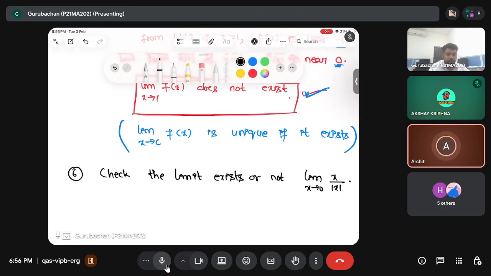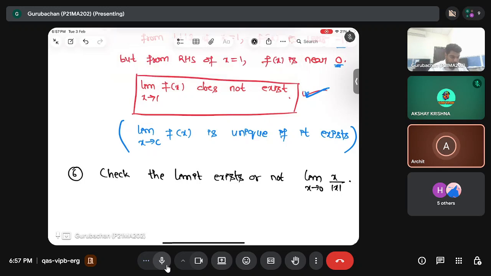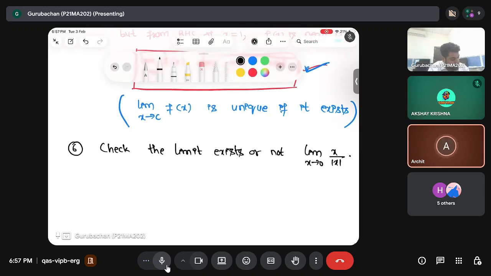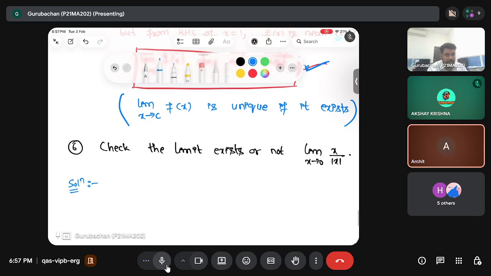So it will not exist. Why? If we take any positive real number, then we will get x by x, it will be equal to 1. And if we take any negative number, it will be equal to minus 1. So if we approach from right hand side, we will get the value as 1, and from left hand side minus 1, so it's not unique. Good. This time you are precise with the uniqueness one.